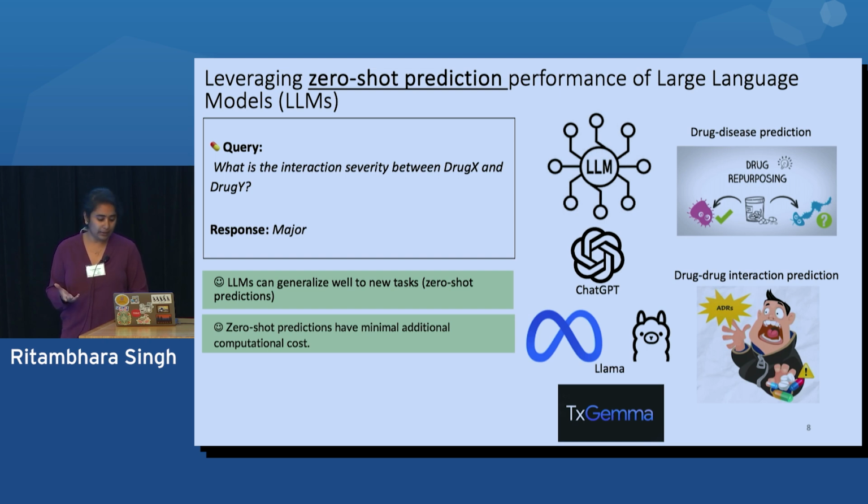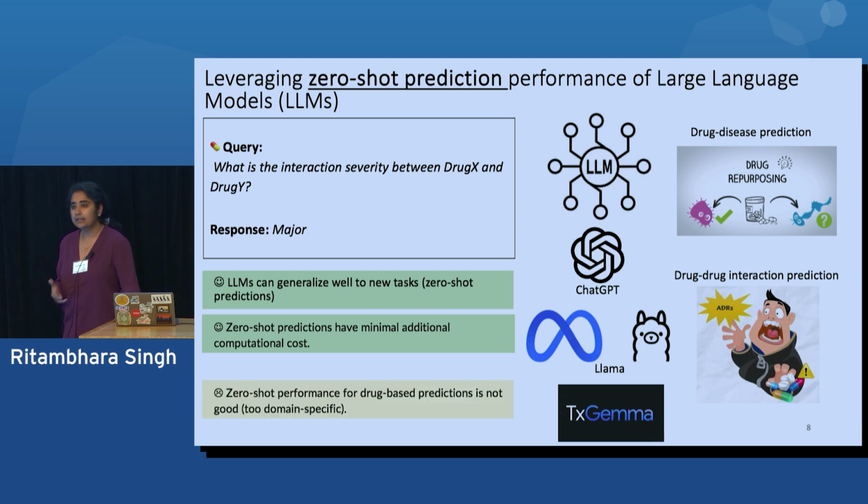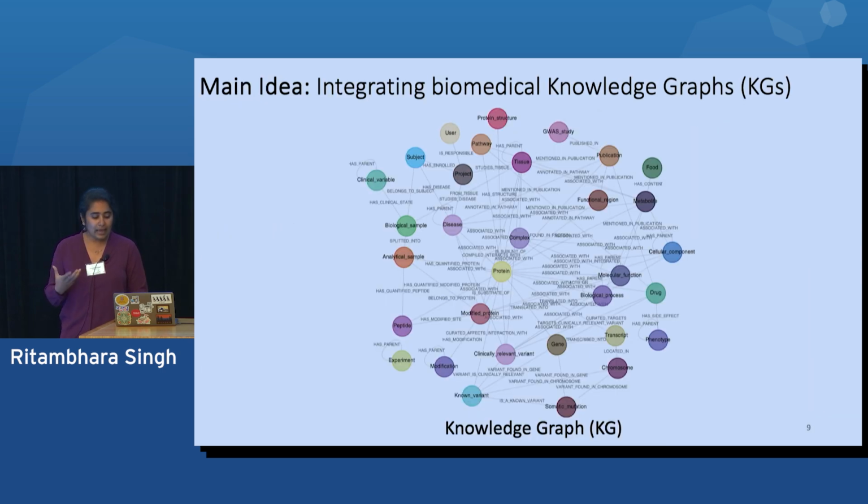So we started looking into it, and unsurprisingly, the zero-shot performance of the LLMs as is was not very good. Because, as expected, the drug-based prediction tasks we are looking at are very, very domain specific. So while these models have some general knowledge and some general reasoning capabilities, they don't have the information that is very specific to this domain. So one of the ideas we came up with was, how about we introduce this domain information using knowledge graphs that we have built out of biomedical domains.